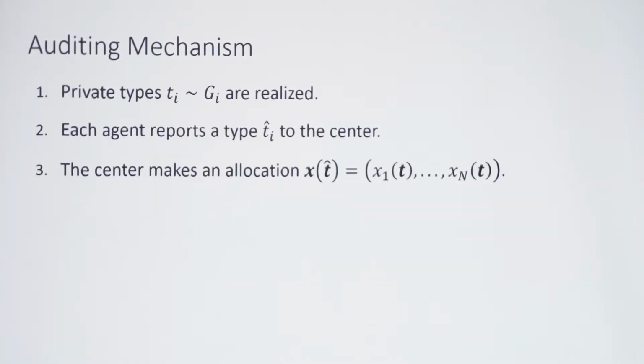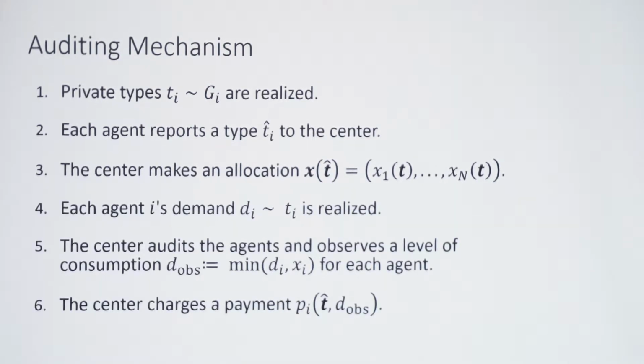And now we can show how auditing fits into mechanism design step by step. So the mechanism begins like most mechanisms. The private types are realized from the priors, and each agent decides on a type to report to the center. Then, based on these reports, the center needs to decide on how to allocate their goods, with the only stipulation being they can't allocate out more goods than they have.